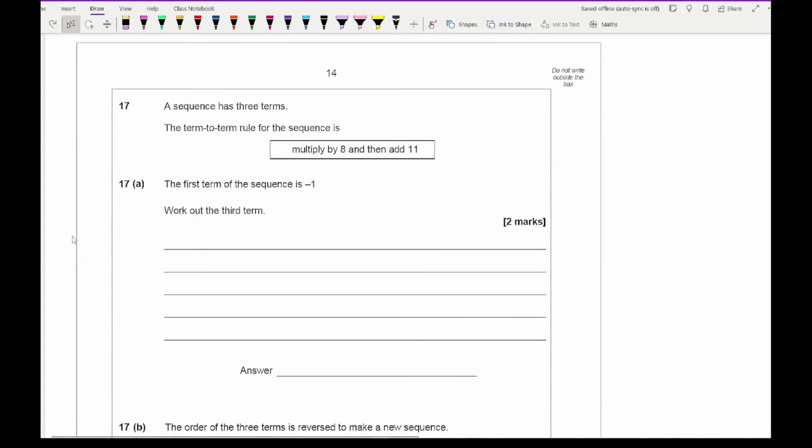Then looking at question 17, it says that a sequence has 3 terms. The term-to-term rule of the sequence is multiply by 8 and add 11. The first term of the sequence is -1. Work out the third term. So the first term is -1. So the second term, I need to take the first term, which is -1, and multiply that by 8, which gives me -8. Add 11, so -8 plus 11 equals 3.